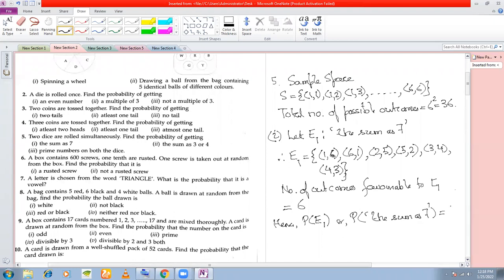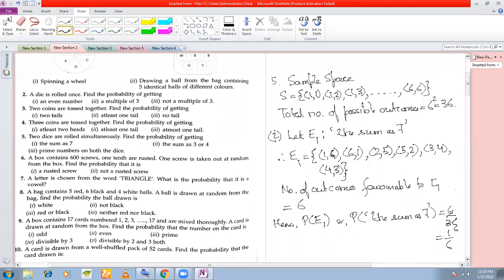So this is 6 by 36, isn't it? So this is 1 by 6. Right? So that finishes the first part. We have time for the second part also, so let's finish the second part, and the third part we'll finish tomorrow.